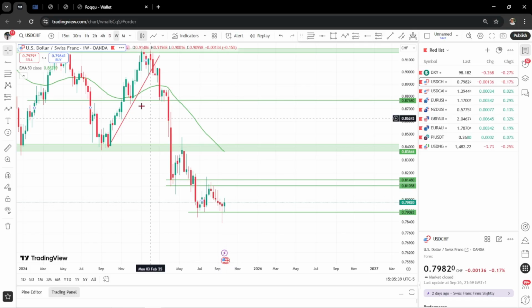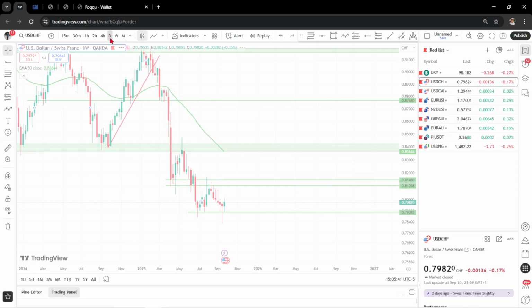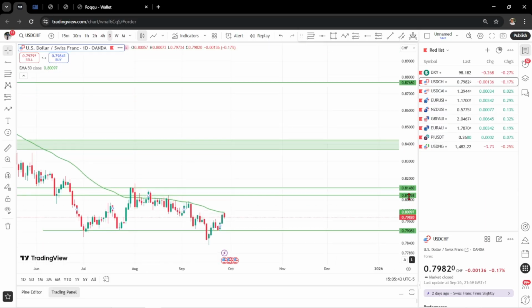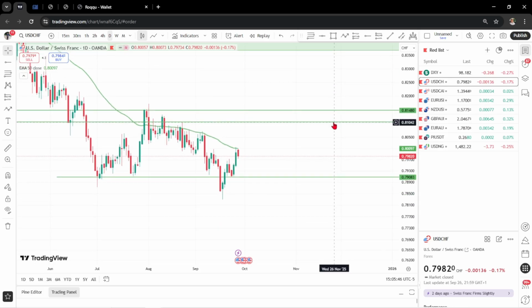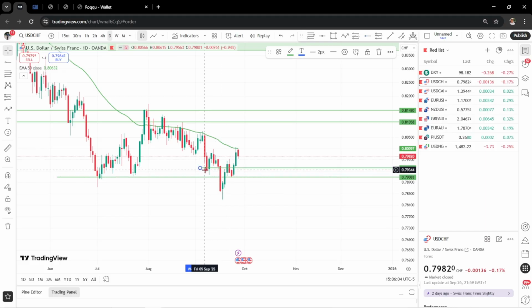Now if we go to the daily time frame, you guys can see that the daily time frame was bearish. As you can see, this was the previous low, higher lows. Let me show you guys. This right here is a previous higher low, and this is a previous higher high. So it was currently bearish.